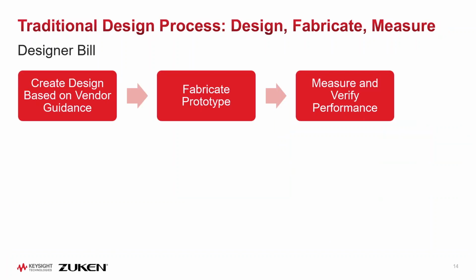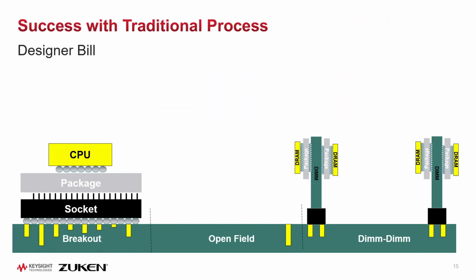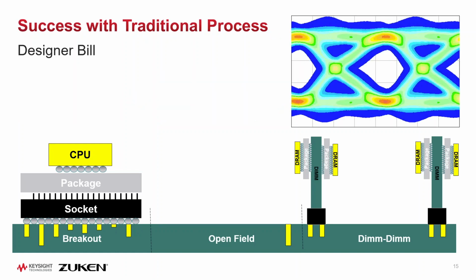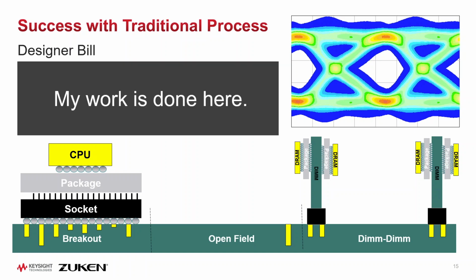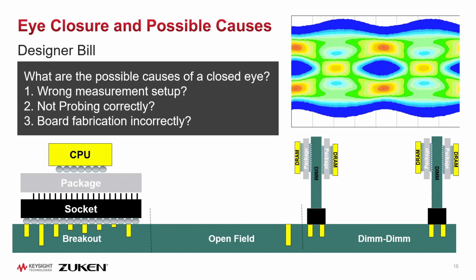Now here we have a designer, Bill. He's using a traditional design process where based on vendor guidance, fabrication prototype, and measurement and verification, you'll be able to create this channel and measure. Now, when Bill measures an open eye, everything is great. And he would say, my work is done here. However, when Bill measures a closed eye, again, we'll have to come up with a list of questions and then troubleshoot.